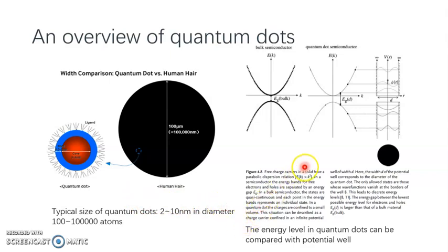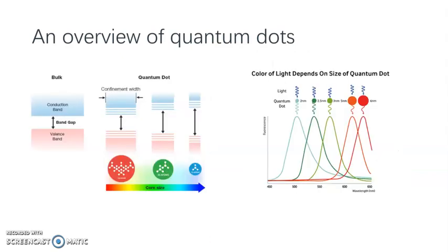The discrete energy levels come from its ultra-small size. The movement of electrons in a quantum dot can be compared with an electron in a potential well with the width of d, which is the diameter of the quantum dot. The size of the quantum dot changes the energy levels.